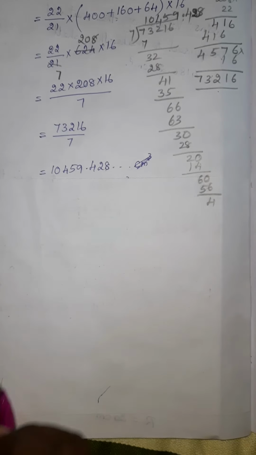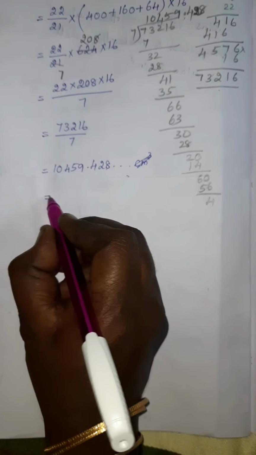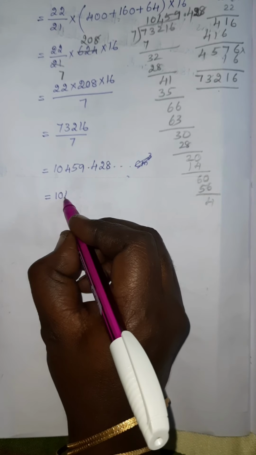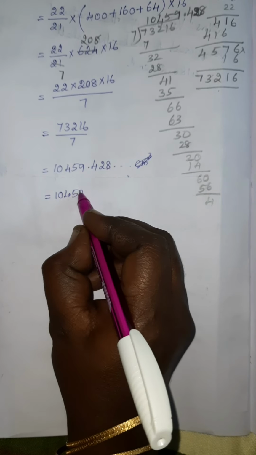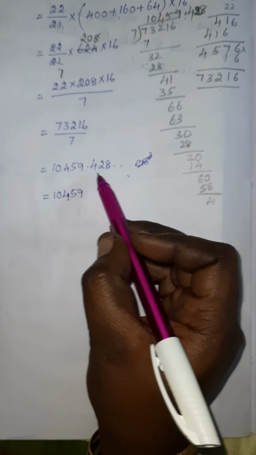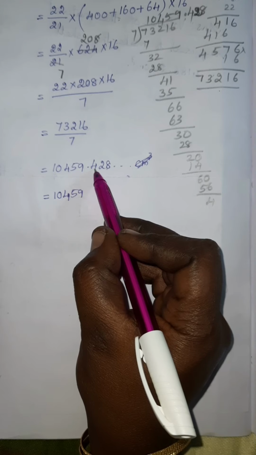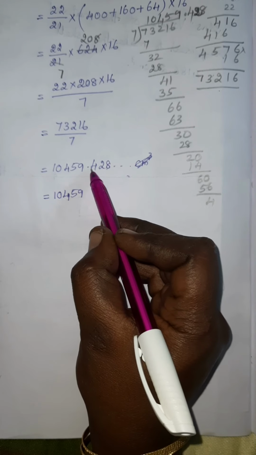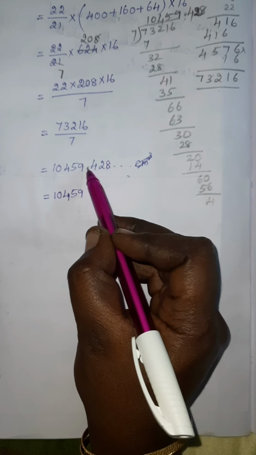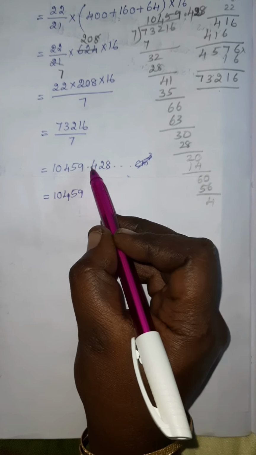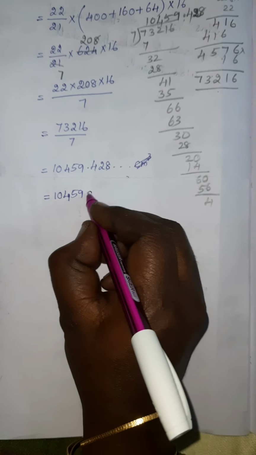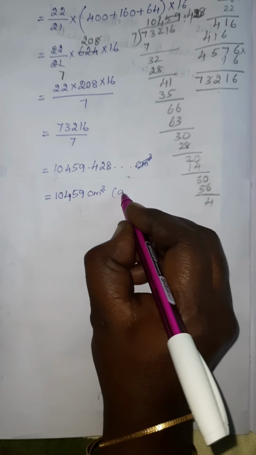Okay, so we can approximate this value. It is 10,459. Okay, you see this, only the integral part you consider. So the decimal part value is 428. First digit of the decimal part is 4, it is less than 5. So no need to make any change in the previous digit, but you leave all the decimal digits. Okay, so 10,459 centimeter cube approximately.